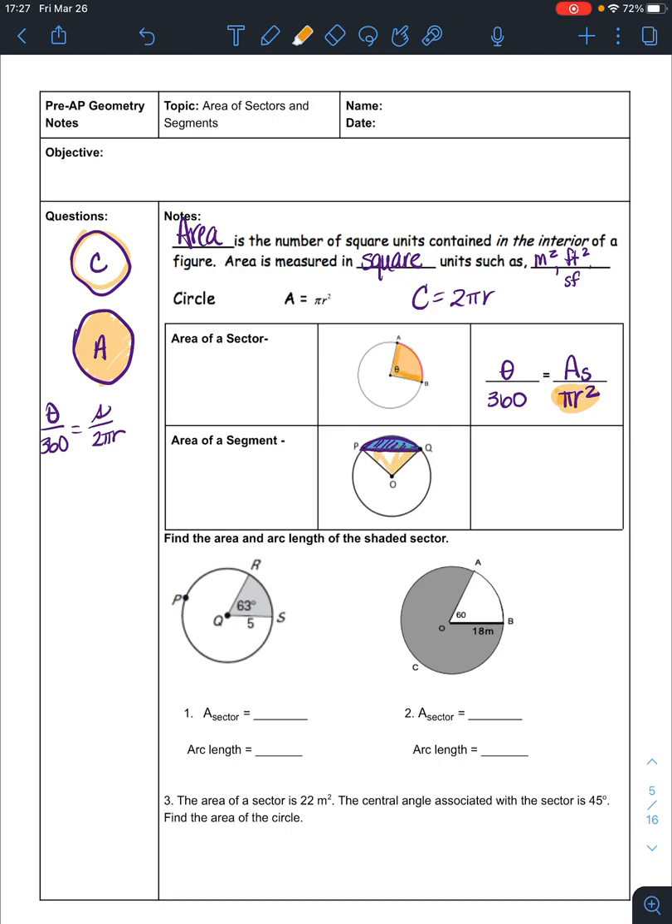Now the way that we find that is we take this sector, this orange sector, and we subtract away the triangle, and then that will leave us with that blue piece. So we take the area of the sector and we subtract the area of the triangle, and that's what's going to give us our segment area. Okay, so you want to take that whole piece and then you want to cut off the crust. Basically, that's what's kind of going on with this.